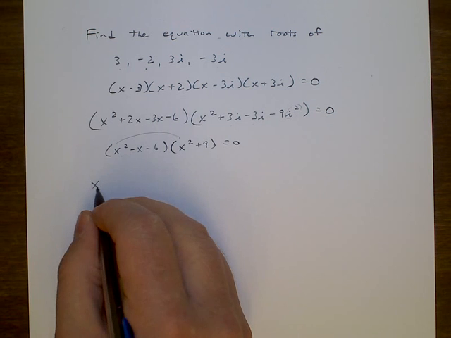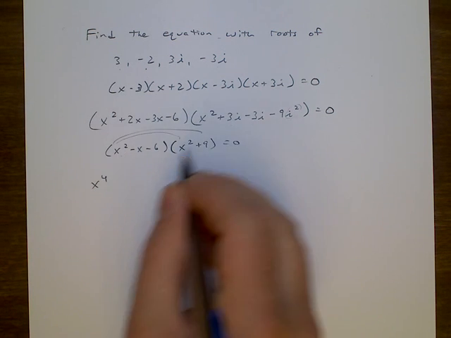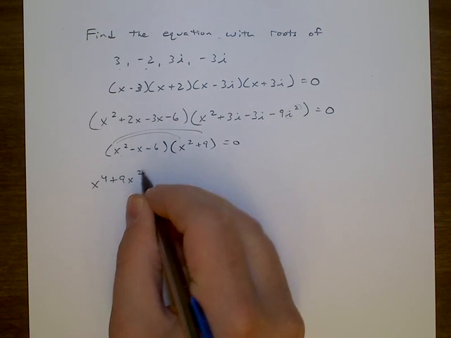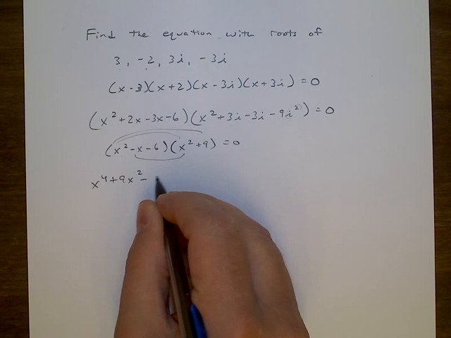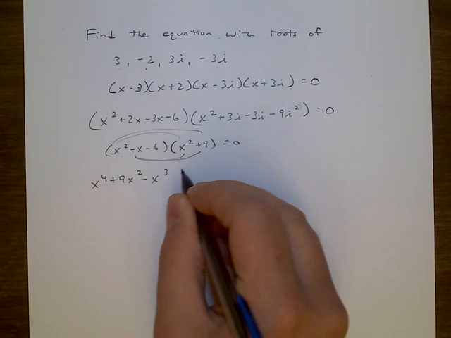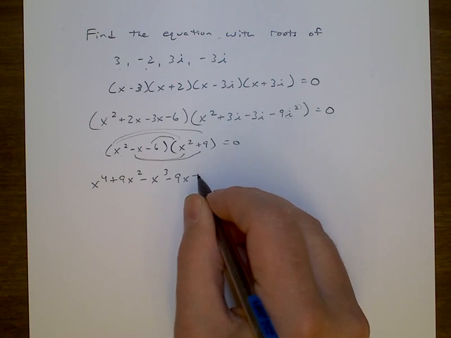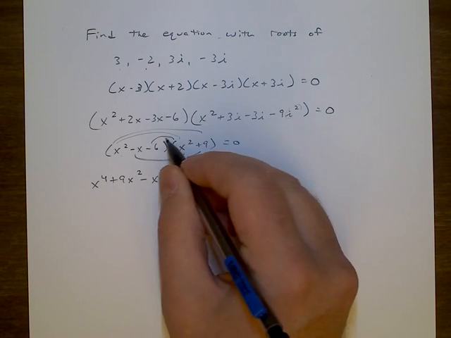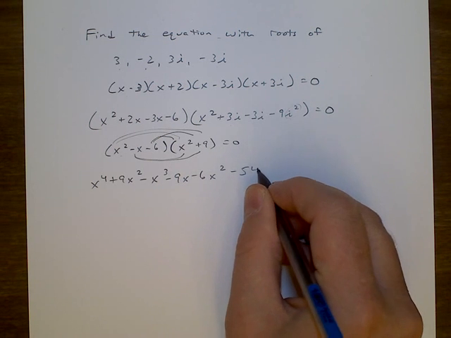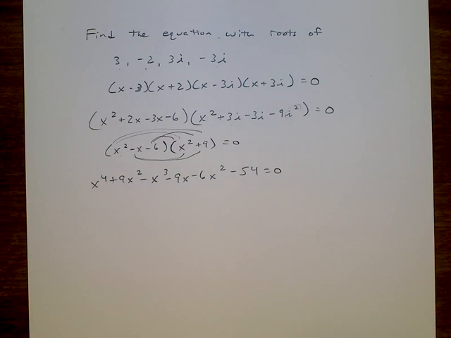So we get x to the 4th plus 9x squared minus x to the 3rd minus 9x minus 6x squared minus 54 is equal to 0.